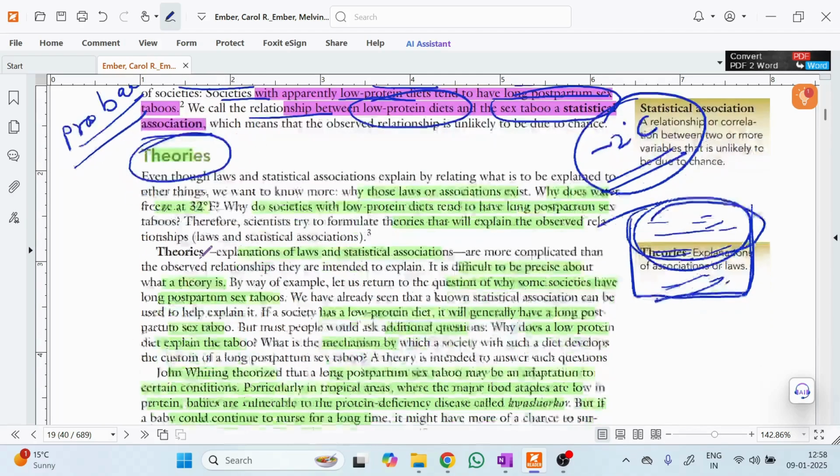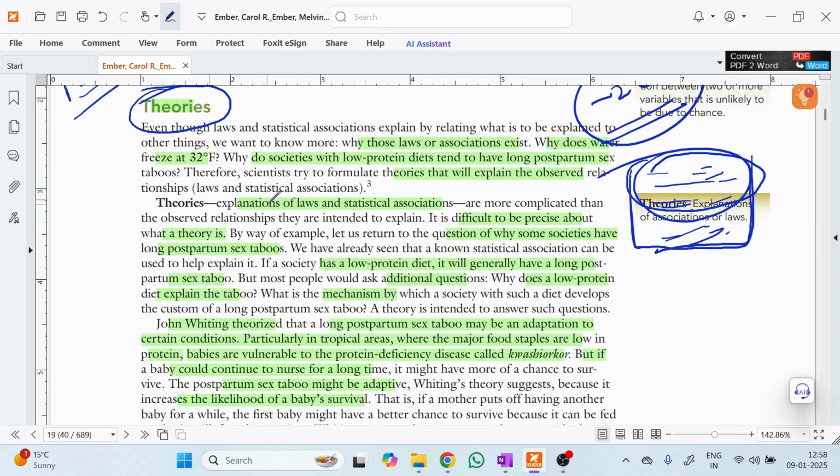Then let's proceed on to theories. All such questions and all such laws and associations need to be explained. They need to be explained in detail. And theories are the mechanism by which such observed relationships are explained. So there may be many questions, such as why does water freeze at 32 degrees Fahrenheit or 0 degrees centigrade, and why do societies with a low protein diet tend to have a long postpartum sex taboo.